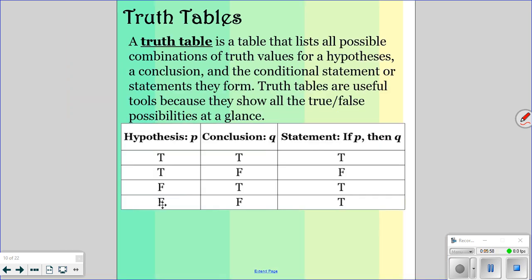You have your hypothesis and your conclusion. You can either have a true true, a true false, a false true, and a false false for your hypothesis and conclusion. This is the conditional statement, if P then Q. If you start with a true statement and you conclude something true, then your statement is true. However, if you start with something true and you conclude something false, you have a false conditional statement. Now, if you start with something false, it does not matter if you end with a true or false conclusion. The statement is true.